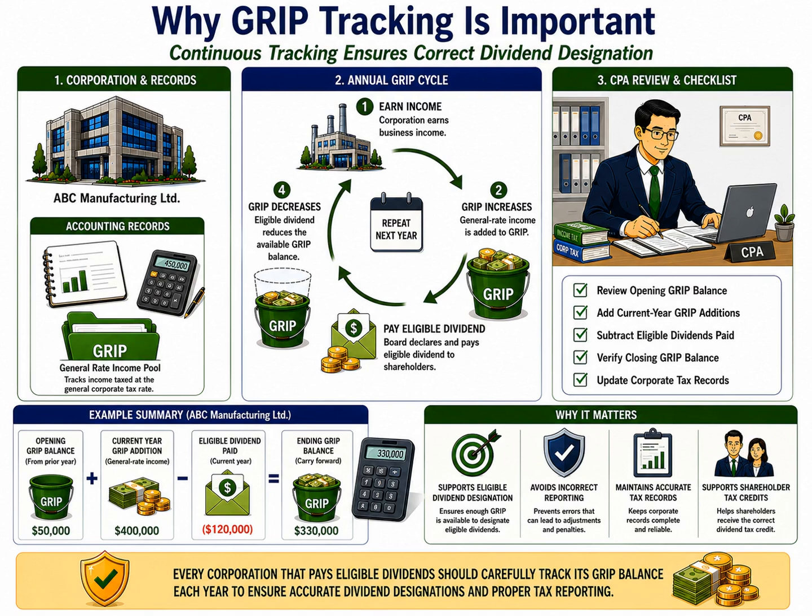This continuous cycle repeats year after year. Income increases the balance. Eligible dividends reduce the balance. The remaining amount carries forward into the next taxation year.